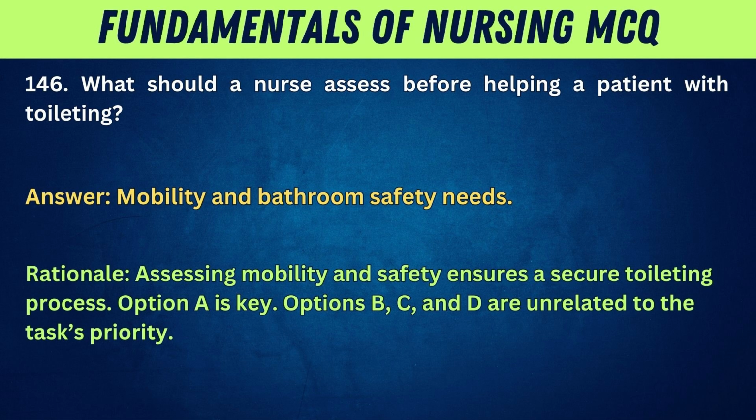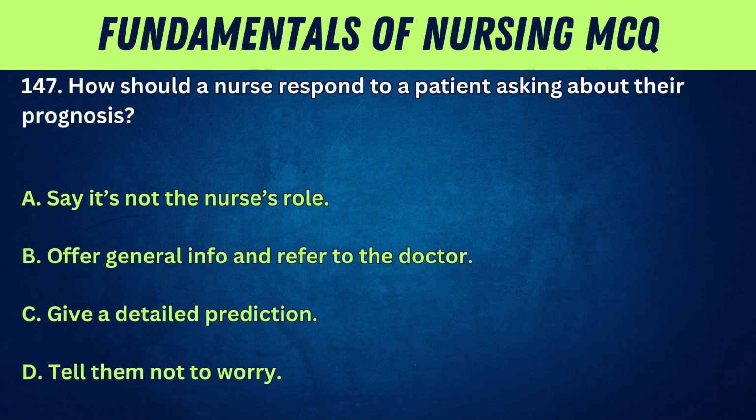Rationale. Assessing mobility and safety ensures a secure toileting process. Option A is key. Options B, C, and D are unrelated to the task's priority.